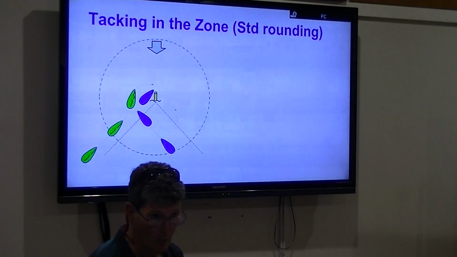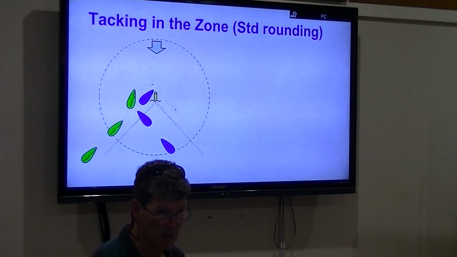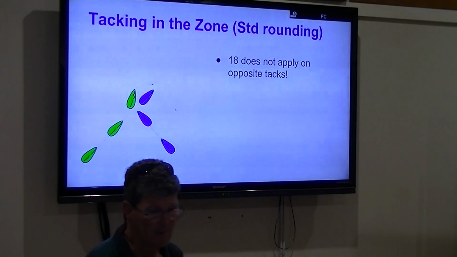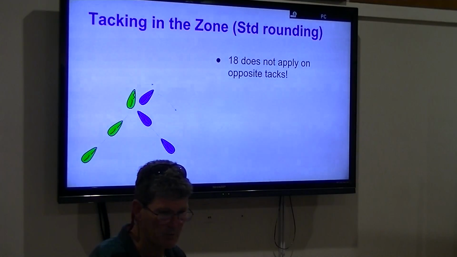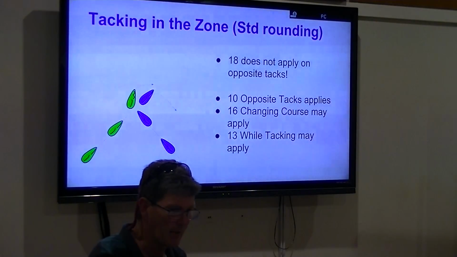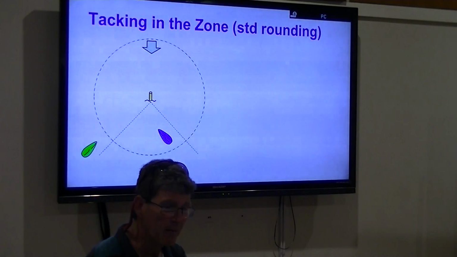So they've turned that rule off for starboard roundings. If you're coming in on starboard, you can force green to luff up a little bit, but you can't take too much. In that case there's no mark. 18 doesn't apply because you're on opposite tacks. You've still got to do 10, 16 and 13. So opposite tacks applies, and changing course, where you luff up into your tack while you're tacking, you'll get clear. But if you can do a normal tack as if there wasn't a mark, then you're fine. You can force green to luff up a little bit, but you've still got to be a little bit careful.